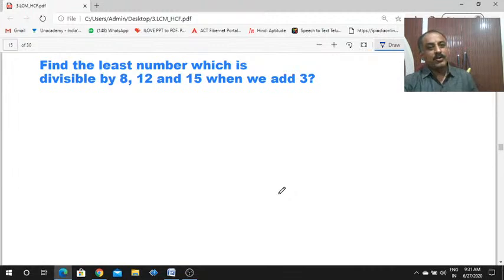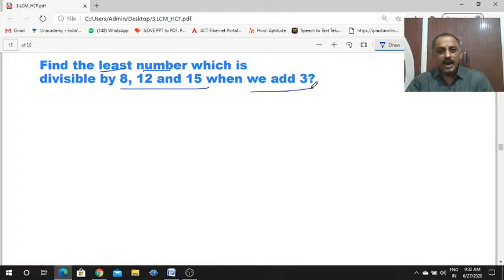Now next question. Find the least number which is divisible by 8, 12 and 15 when we add 3. Sony, very good. For example, remove this sentence, when we add 3. If that sentence is not there, what is the remaining question? Find the least number which is divisible by 8, 12 and 15. It is nothing but LCM only.